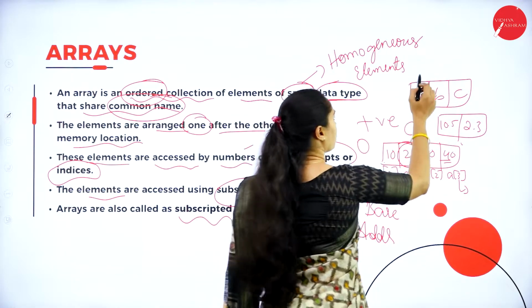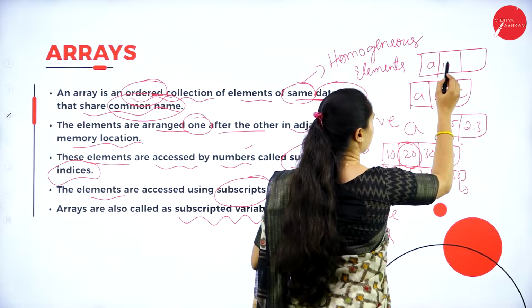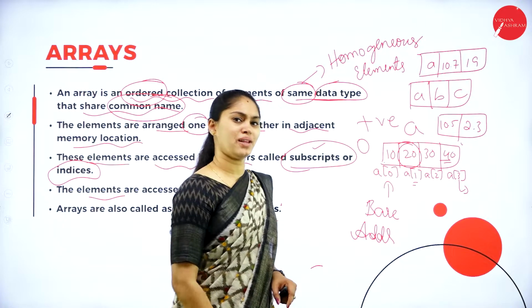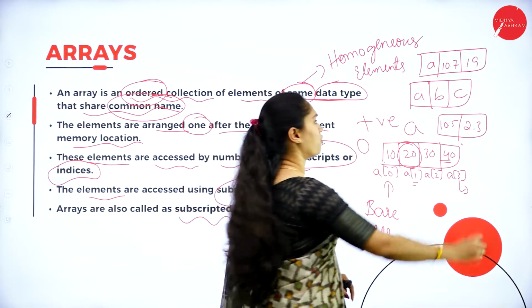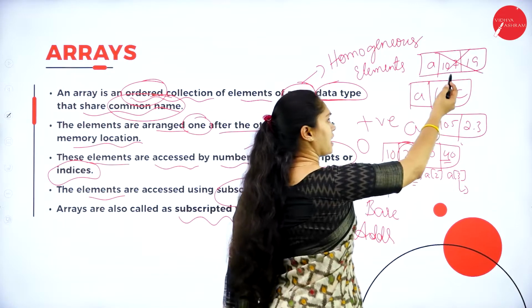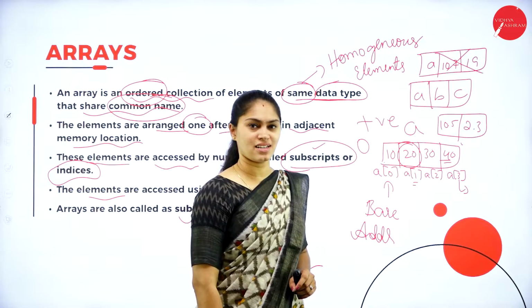And also if I want to store A here, 10.7 and 19, can I consider this a collection of elements which belongs to an array? No. Why? Because it's not of the same data type. First I have a char, then I have a float, later I have an integer. So it can't be considered an array.